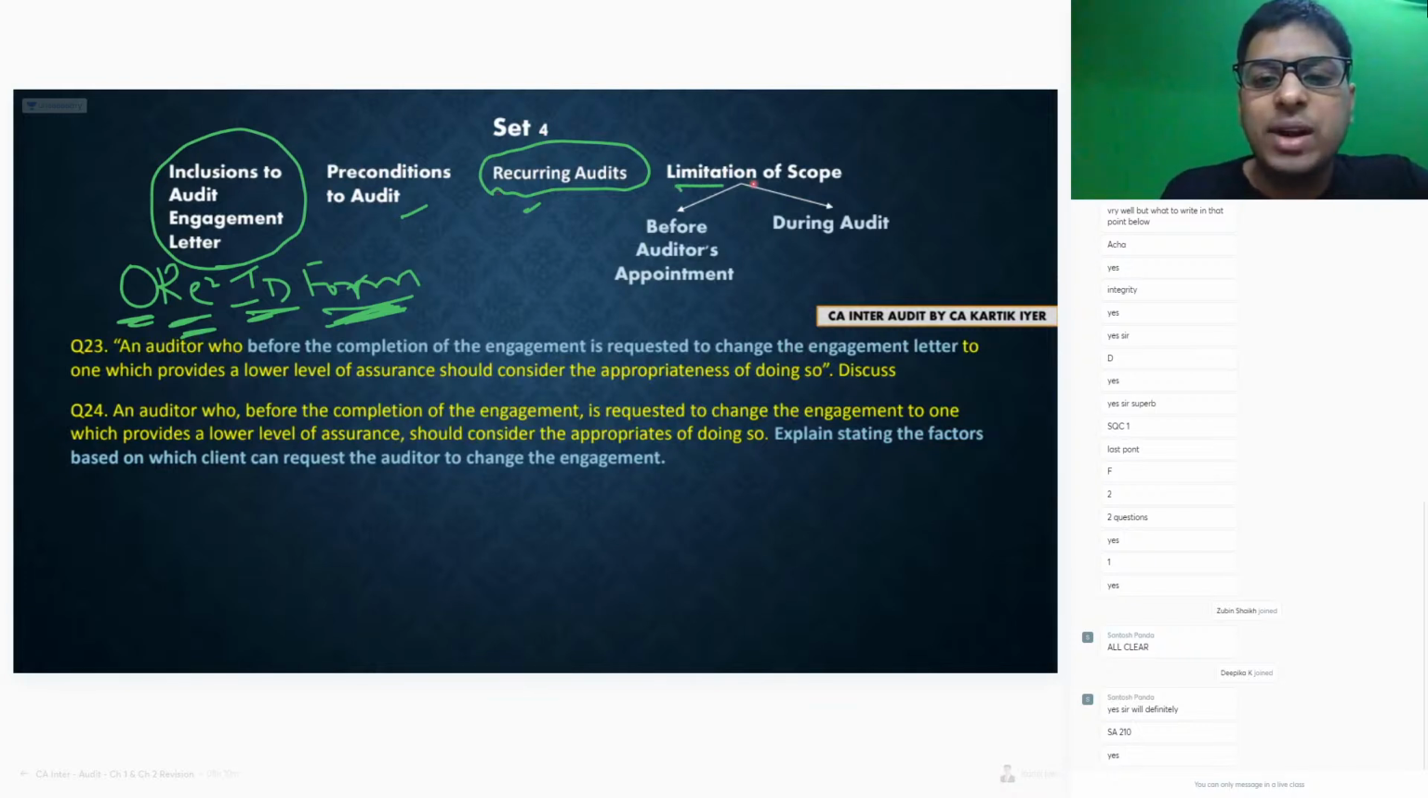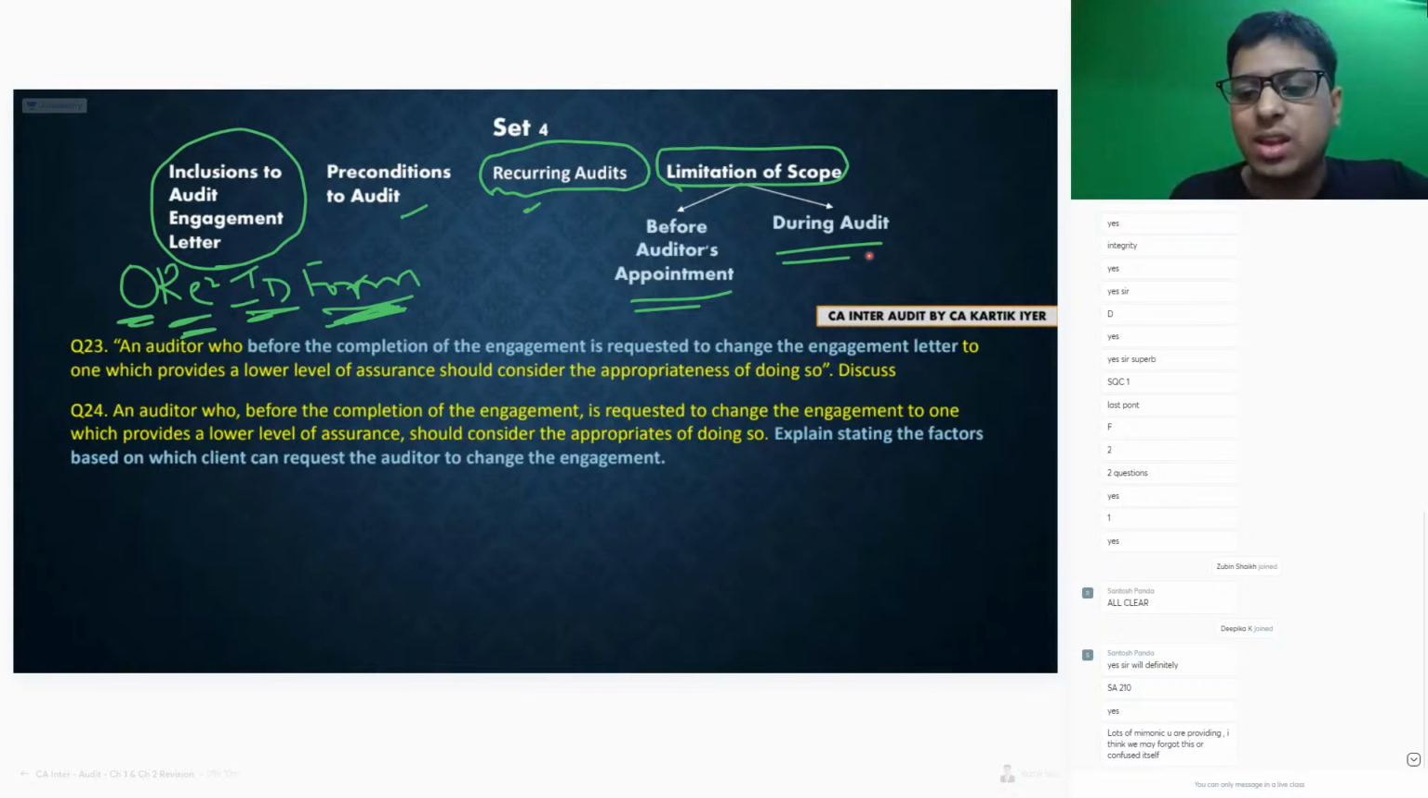At the end, you have limitation of scope. If the management tells the auditor that, boss, you cannot do this work, or boss, you cannot do this work, if the management says all these things, okay. So at that time, if the management puts limitation, the auditor has to decide what area to pick up. Okay. So now let's see the question answer of this part.